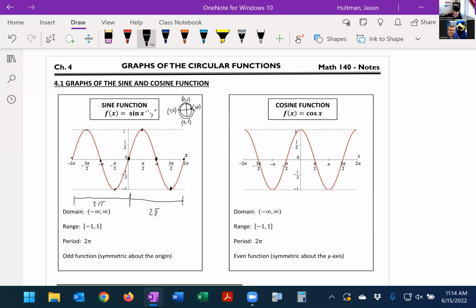Now the height of the sine function is called its amplitude. It's actually 1/2 the total height. The amplitude.